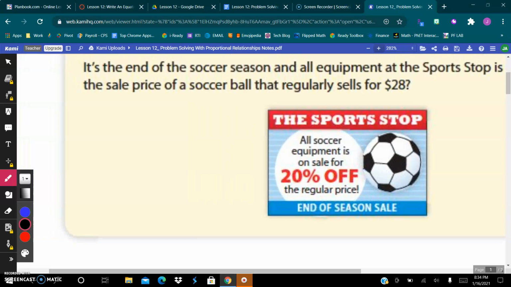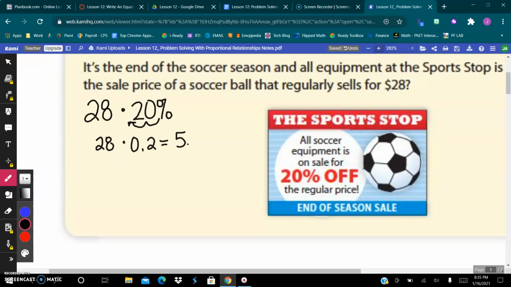So if it was originally $28, we could figure out what 20% of that is. So 20% of $28, of means multiply in math. So we're going to take that 28 and multiply it by 20%. Now remember, 20% as a decimal is just sliding that decimal back 2 places. So it would be 0.2 times 28. And that would give us 5.6.